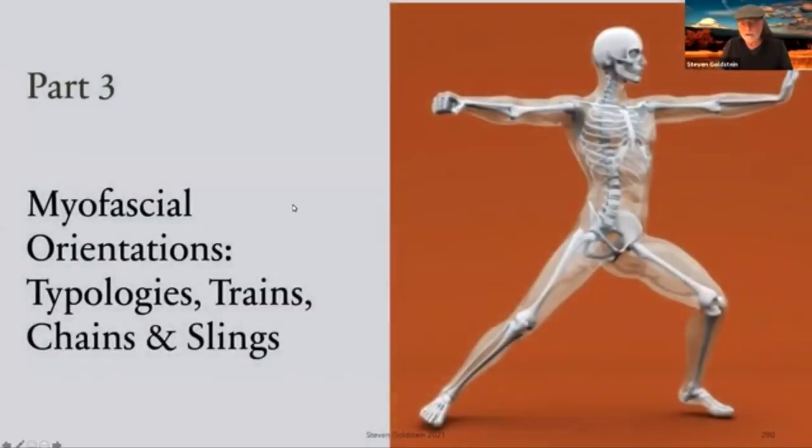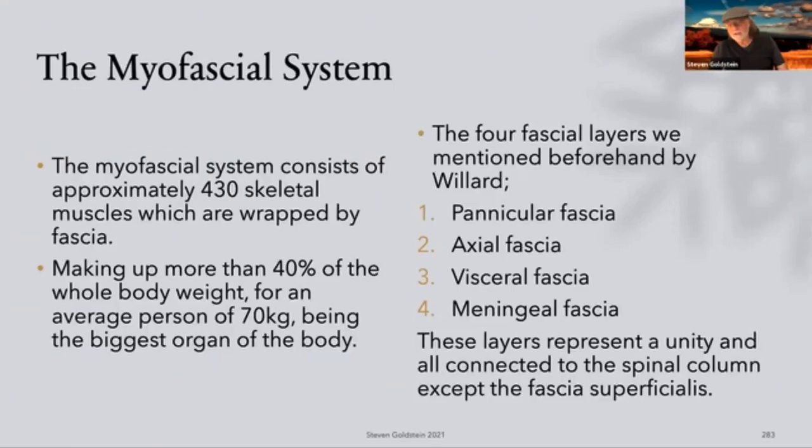So we're going to look at the orientations, the typologies, trains and chains and slings. The myofascial system consists of about 430 skeletal muscles, which are wrapped by fascia, making up more than 40% of the whole body weight for an average person of 70 kilograms, being the biggest organ of the body.